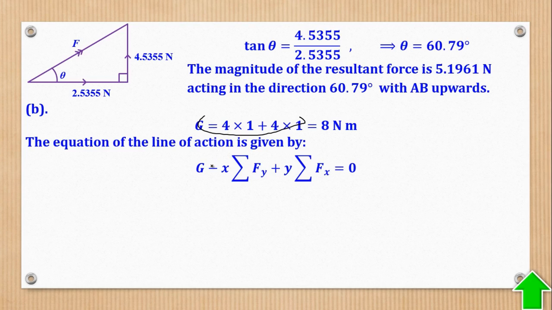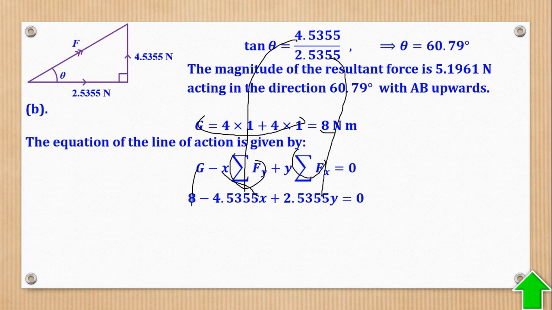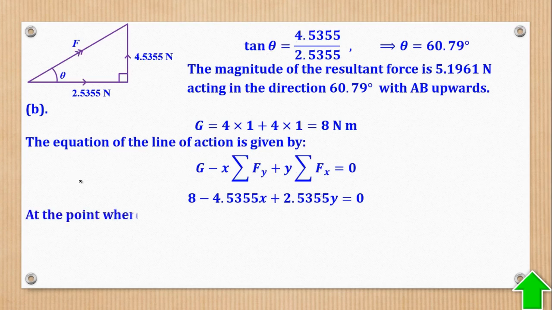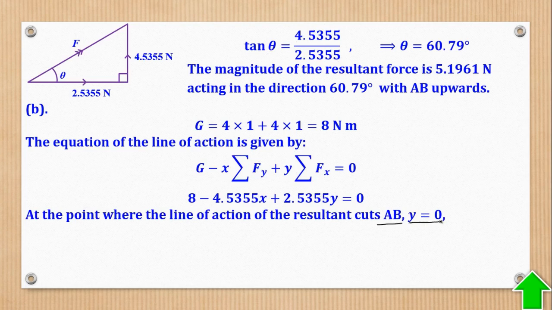So this is the equation of the line of action. Then you can substitute for G, which is here. Then x is left. Summation Fy is the vertical component of the resultant force, and summation Fx is the horizontal component of the resultant force. That is our equation. Then we shall say that at the point where the line of action cuts AB, y is equal to 0. In other words, they want an x-intercept. And when y is 0, the whole of this becomes 0, and then I can make x the subject. And that's the distance they wanted.